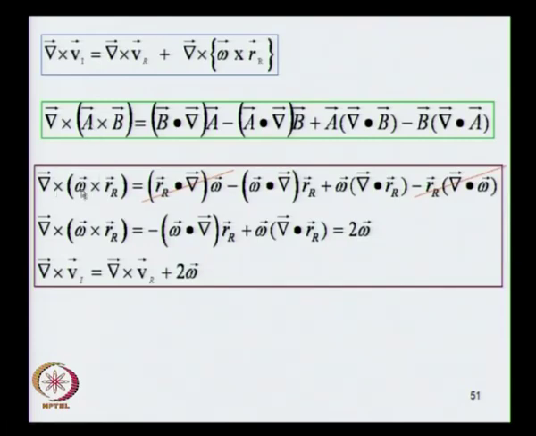cross r. A is replaced by omega, B is replaced by the position vector, and then B dot del becomes r dot del, A is replaced by omega. So, you get r dot del omega minus omega dot del r plus omega times the divergence of r minus r times the divergence of omega. Okay. Now, this term has got the derivatives with respect to space of the angular velocity, right, which being constant, those derivatives will vanish.